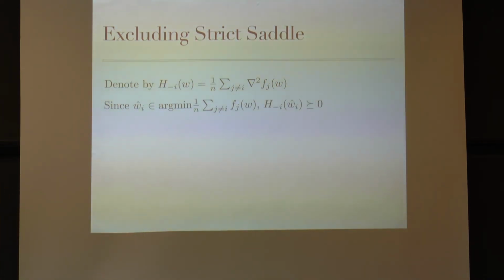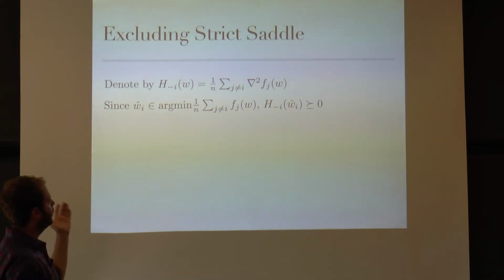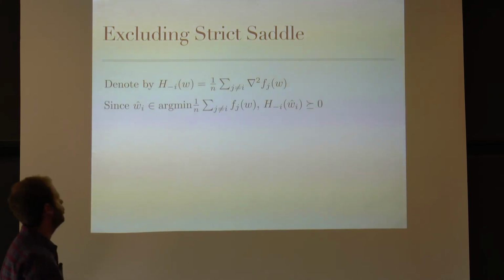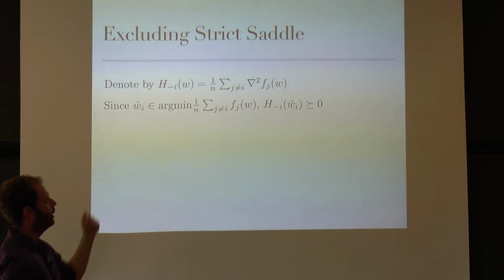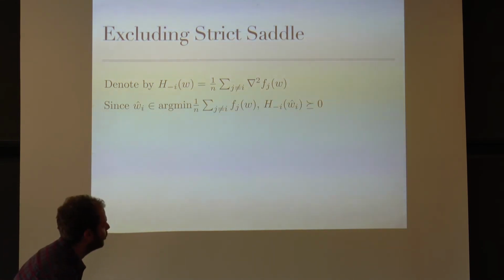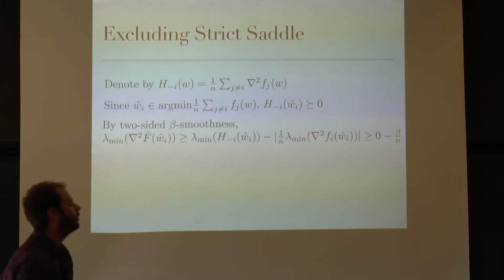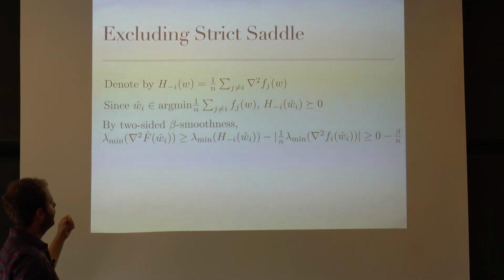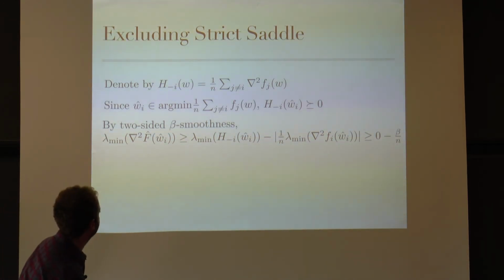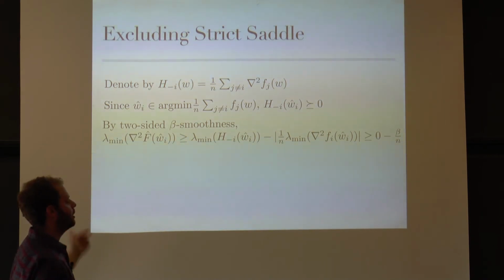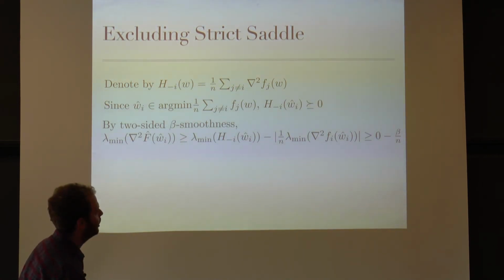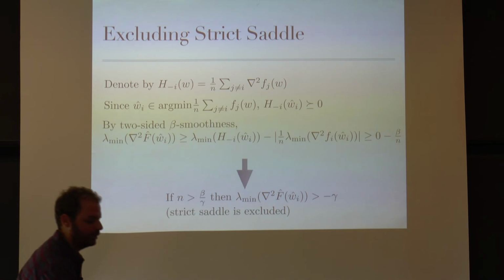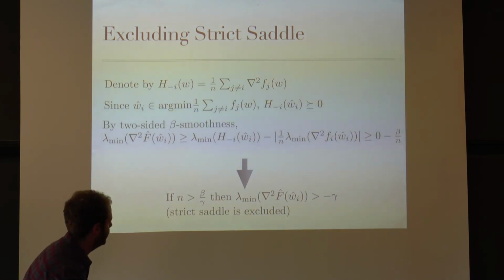Excluding strict saddle is very similar. We define the second derivative when we remove Zi, and then by second order conditions, evaluating this Hessian at W at I, we obtain a positive semi-definite matrix. By using smoothness and the triangle inequality, the minimal eigenvalue of the Hessian of the empirical risk at W at I can decrease only by an additive factor of minus beta over n. So if we want this to be larger than minus gamma, then n should be larger than beta over gamma.